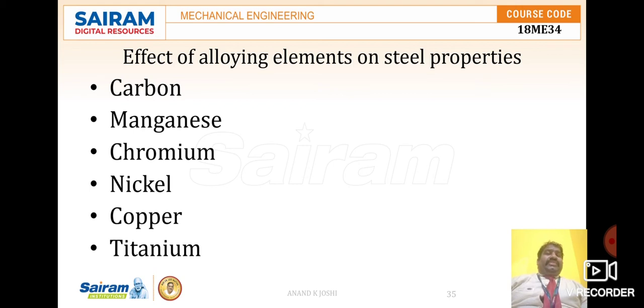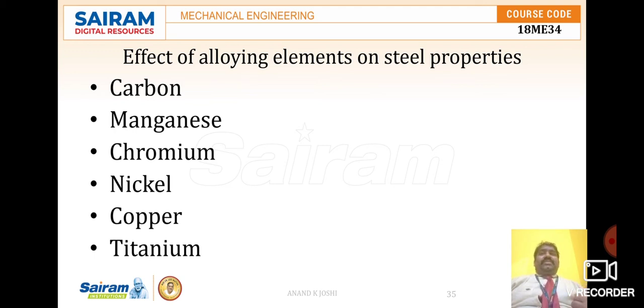And next we'll discuss copper. Copper is a general material, you know, and normally it is added in an amount of 0.15% to 0.25% to improve the resistance to atmospheric corrosion, and to increase the tensile and yield strength with only a slight loss in ductility. Higher strength properties can also be obtained by the precipitation hardening process. So this is about copper.